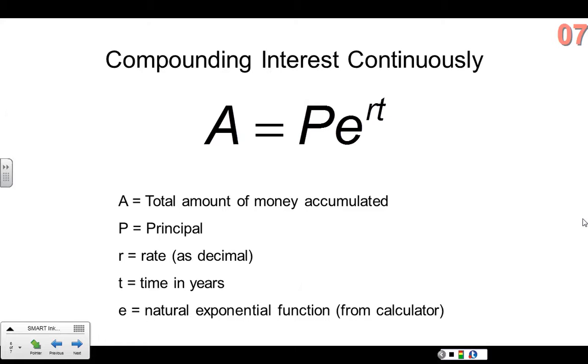If the problem says that you have compound interest that compounds continuously, very specific in the wording there, then you use a special formula. I call this the PERT formula. The amount equals the principal times E, which we know what E is now, to the RT. So the PERT equation, E to the RT.